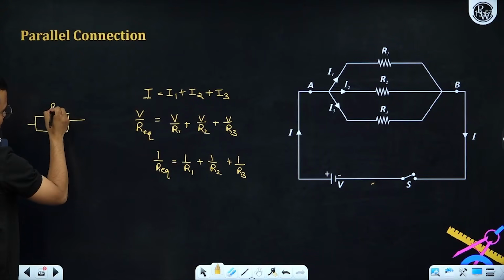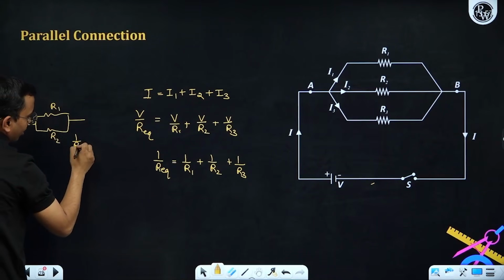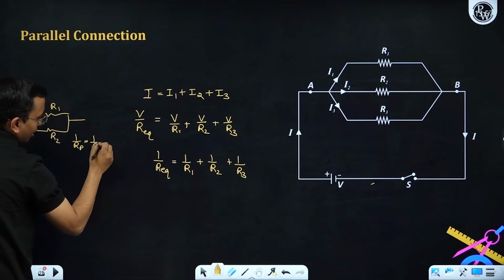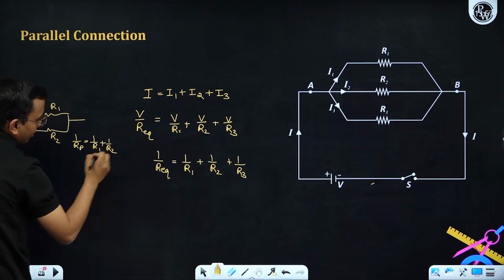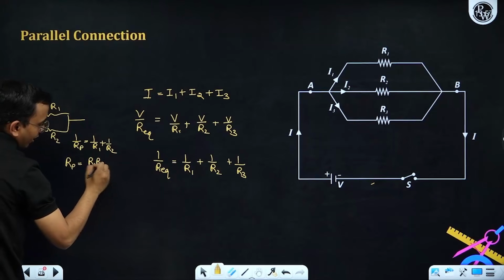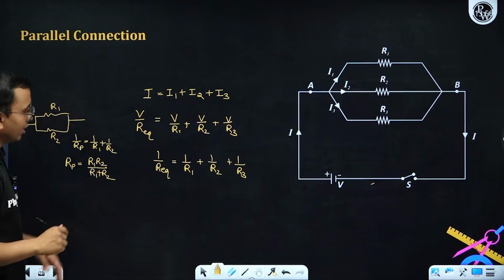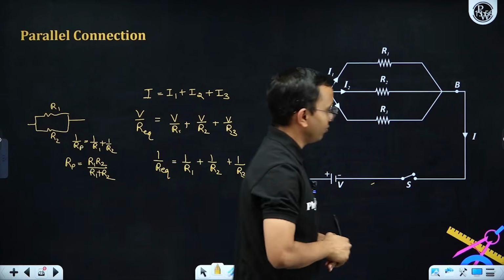Let us take R1, R2. So here I will say 1 by R parallel is equal to 1 by R1 plus 1 by R2, and there I can say R parallel is basically equal to R1 R2 divided by R1 plus R2 directly. So calculating that becomes easy for us.